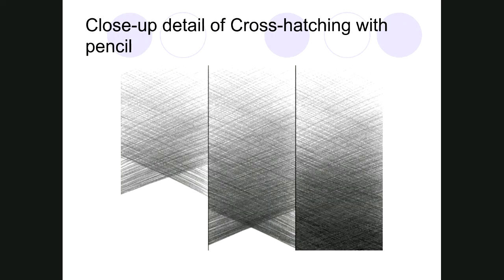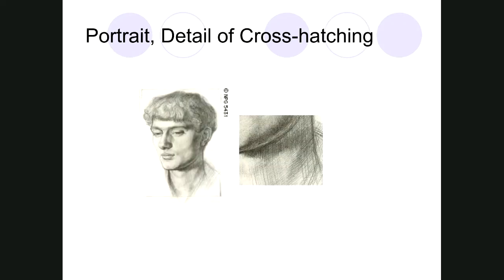So you can see that by cross-hatching, you can create what looks almost like blending from far away. You can see that in this portrait here. From a distance, it looks really soft and blended, but up close, you can see all the little hatching lines.